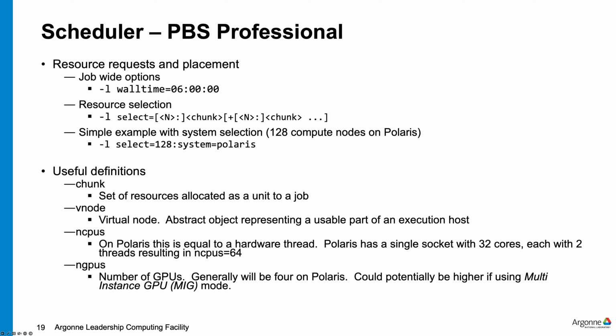And then also, this is a future option. You'll see this in some of the examples: system=polaris. Currently, you can drop this. It won't matter. But if ever in the future we have a combined scheduler that allows scheduling on multiple systems, this tells you which system you're targeting.